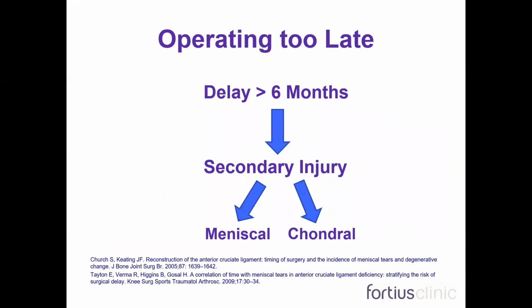One can also potentially operate too late, and the literature does suggest that the optimal window would be to reconstruct and stabilize the knee within 6 months of the index injury, and any delay beyond this is associated with an increased prevalence of meniscal pathology and chondral pathology. Of course, this is a challenge in the context of our NHS waiting list, but this is something we continue to struggle with.